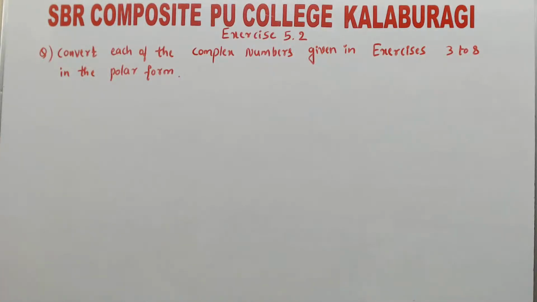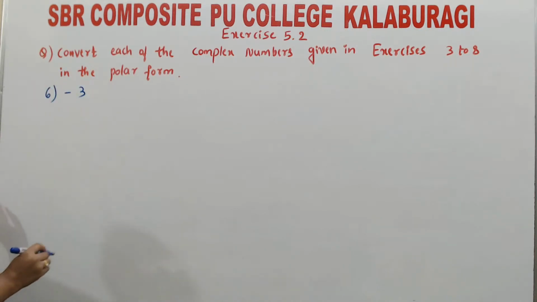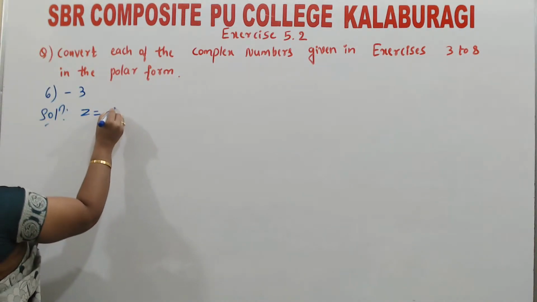Okay. Next, sixth question. Question number 6 is minus 3. Sixth problem is minus 3. Okay. Given complex number is minus 3. How do we write it? Z is equal to minus 3.